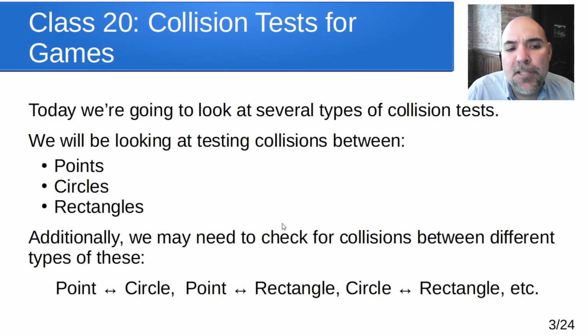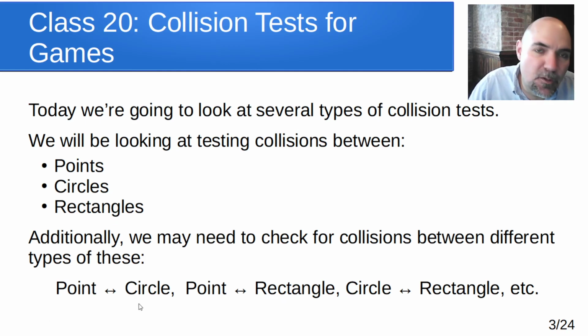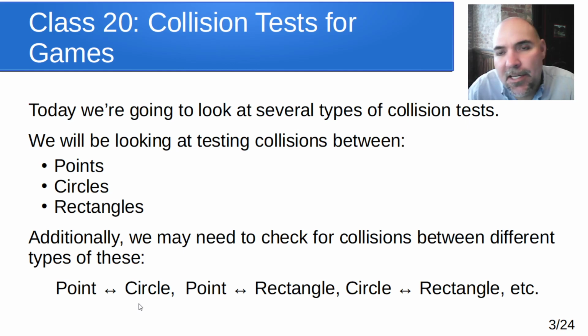Notice that there are collision tests for other things like triangles. Is this triangle colliding with this other triangle? Is this circle colliding with this line? So lines, triangles, and really arbitrary polygon shapes are beyond what we're going to talk about today. Today we're going to look at a few of these: point, circle, and rectangle. Sometimes you need to know differing types. Is this circle colliding with this line? Is this line hitting this polygon, and so forth? We're going to look at these simple ones today, including tests between those types.